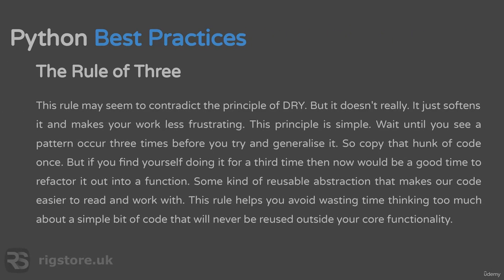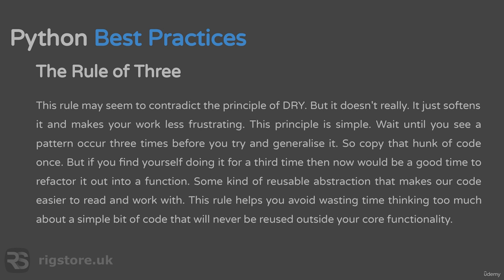The rule of 3. So this may seem to contradict the principle of dry, but it doesn't really. It just softens it and makes your work less frustrating. This principle is simple, okay? Wait until you see a pattern occur 3 times before you try and generalize it. So copy that hunk of code once, but if you find yourself doing it for a 3rd time, then now would be a good time to refactor it out into a function. Some kind of reusable abstraction that makes our code easier to read and work with.